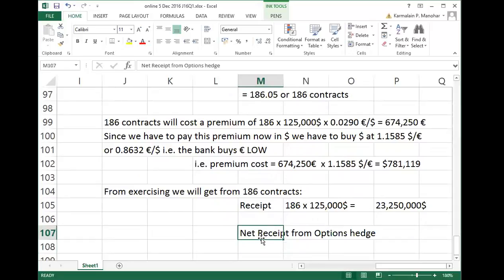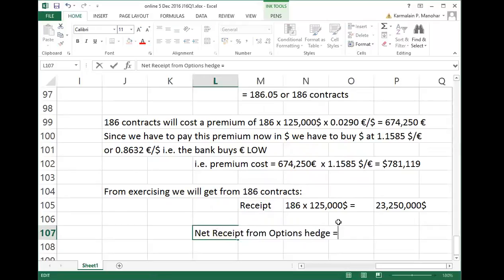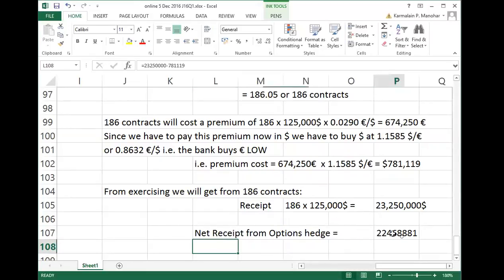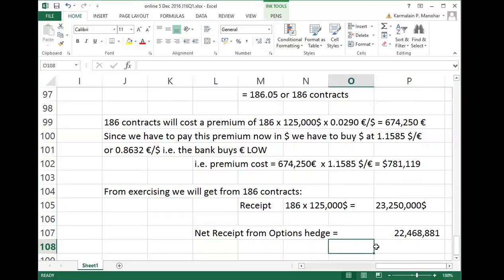Again, I could scoot this around, put in an equal sign there. Equals 23,250,000 minus 781,119. Let's see if I can make this any better. 0 decimals. 22,468,881. So what does our answer sheet say? Nets off with a little 5,000 difference. 22,472,8. Right.